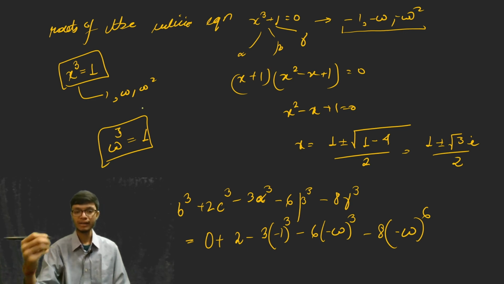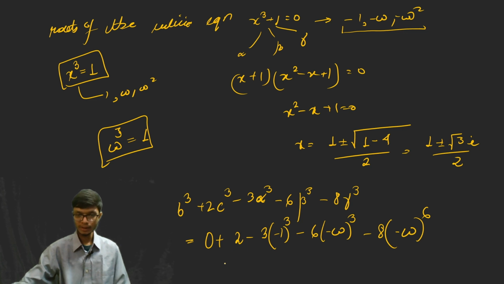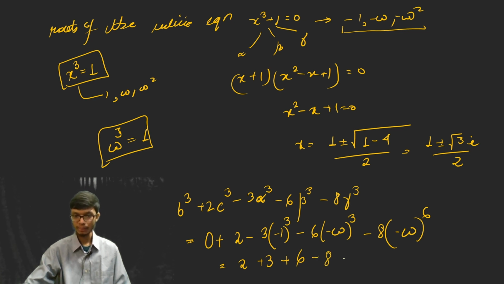Omega repeats in a cyclic pattern with a period of 3, and this will give me the result as 2 plus 3, and minus omega cube is basically minus 1, so minus 6 times that gives plus 6. And this will again be equal to minus 8 times omega square whole cube. So omega cube is basically 1, and that is minus 8. Oh, very sorry, minus will be there. Why will minus be there? Because it will be minus omega whole square whole cube power 3.